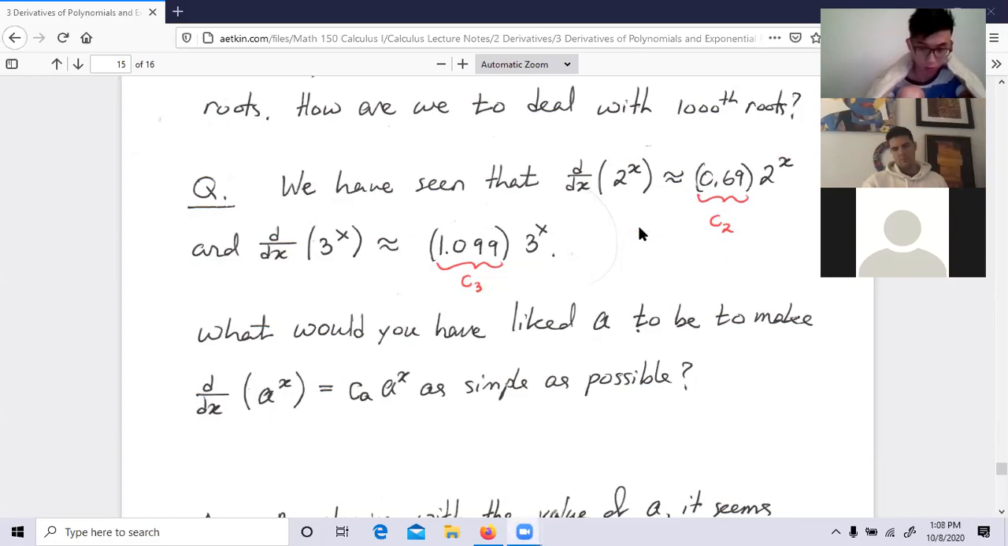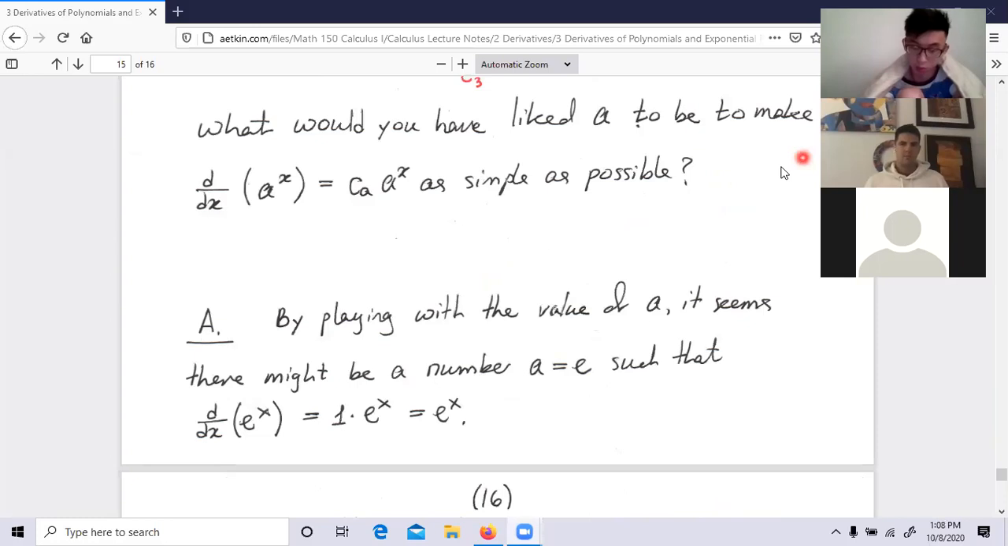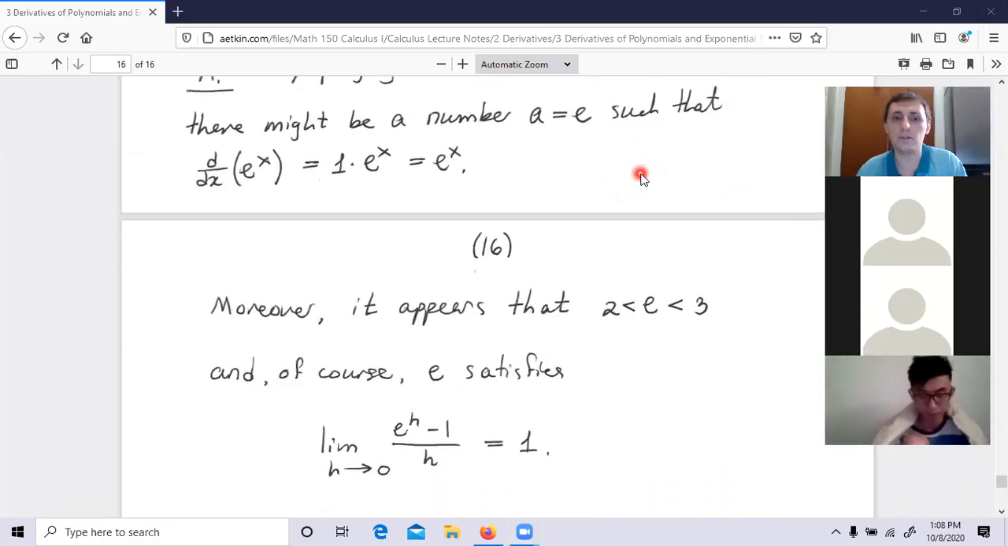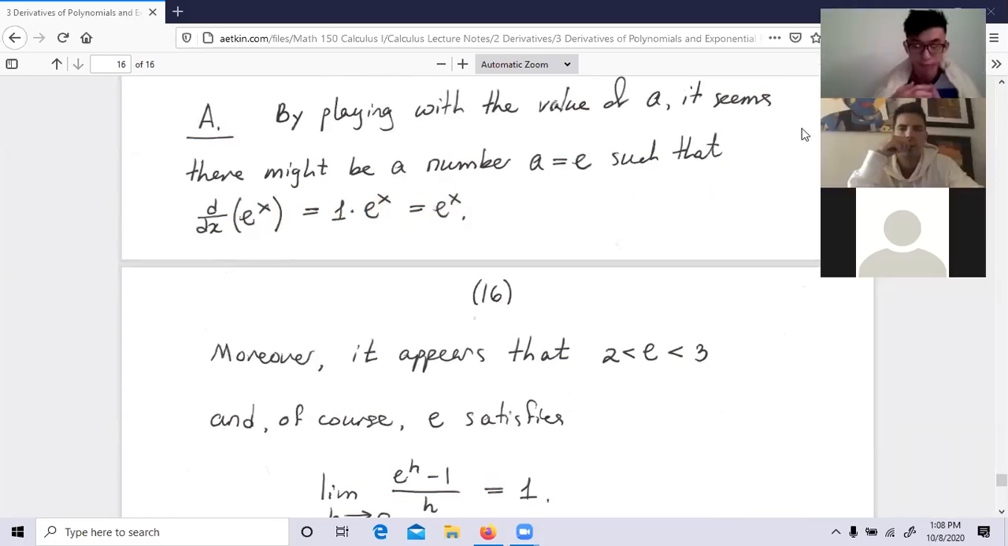Christian, you're absolutely right. The best constant we can hope for is 1. We cannot hope for 0 because the function isn't constant. It's not a horizontal line, right? It's obviously not, because any a to different powers is going to be a different thing, right? And yes, so then we are hoping we can find a number which we call e, whose derivative is going to be 1 times e to the x, which will be e to the x. It will be a function unaffected by the derivative.